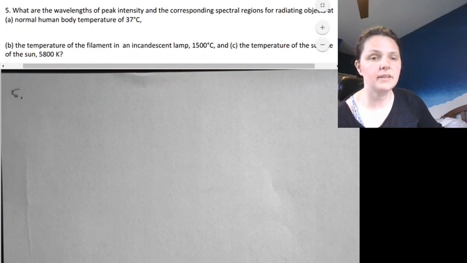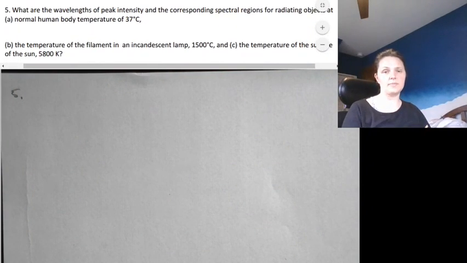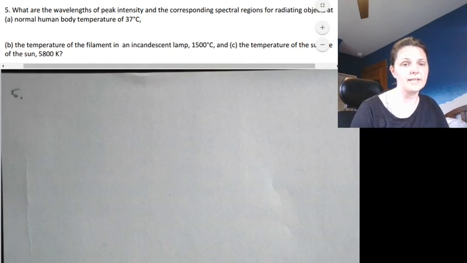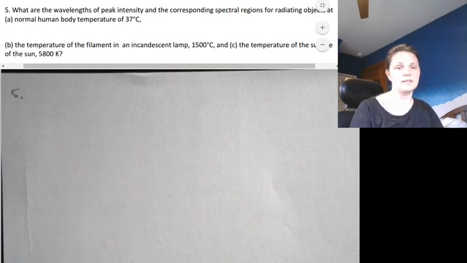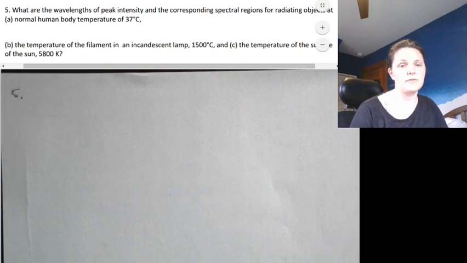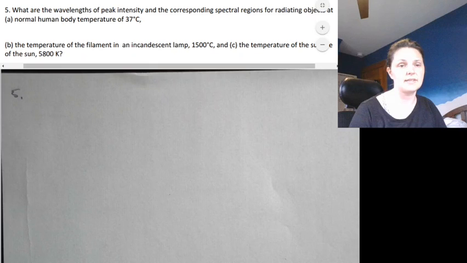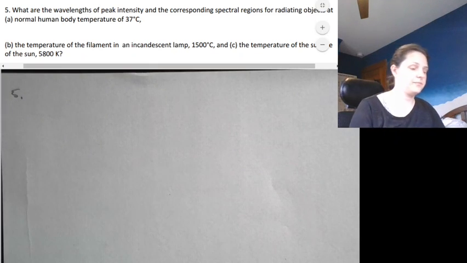What are the wavelength and peak intensity and the corresponding spectral regions for radiating objects at a normal body temperature of 37 degrees Celsius, the temperature of a filament in an incandescent light, which is 1500 degrees Celsius, and the temperature of the sun, which is 5800 Kelvin?